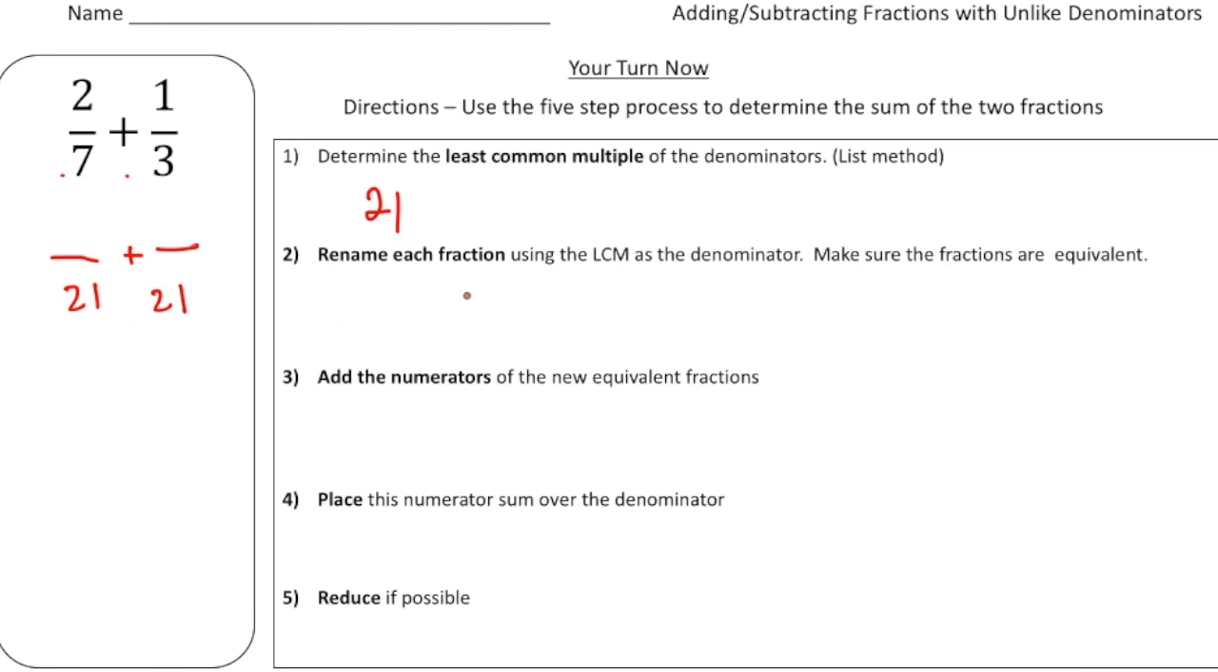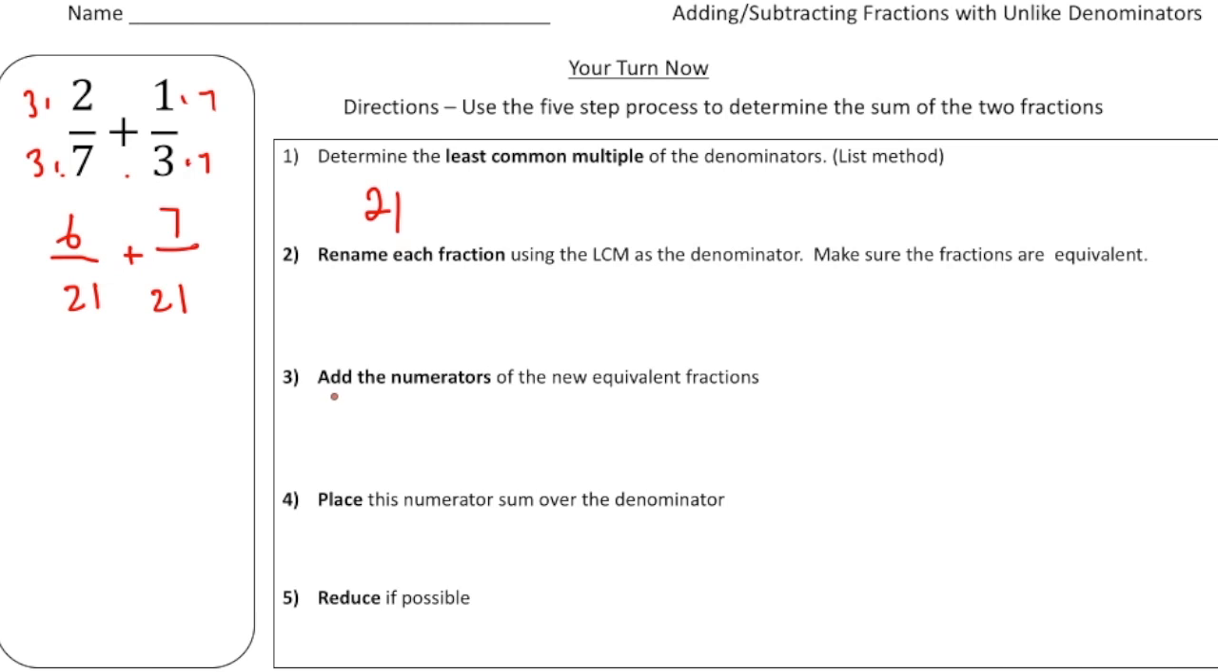And now we need to rename each fraction. So I'm going to rename 2/7. Well, 7 times 3 gives us 21. So I'm going to multiply the 2 times 3, and that's 6. And then I know for a fact that 1/3 of 21 is 7. But just to prove why, well, I'm going to multiply 3 times 7 and 1 times 7, and that will give us 7/21.